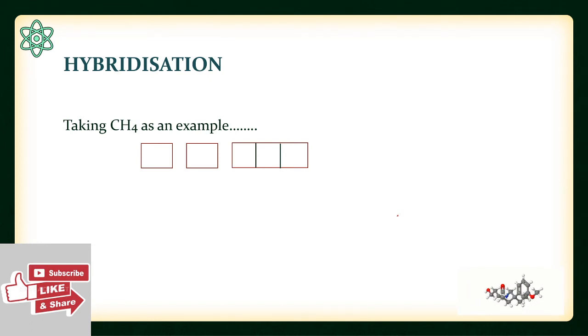So let us take CH4 as an example. I'm going to write carbon in its excited state. In its excited state, there will be two electrons in 1s, one electron in 2s, and then one electron each in 2px, 2py, and 2pz.